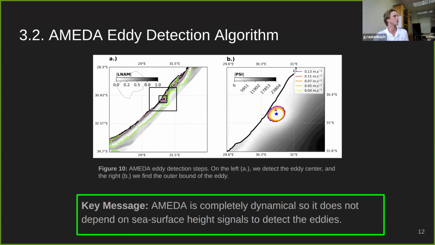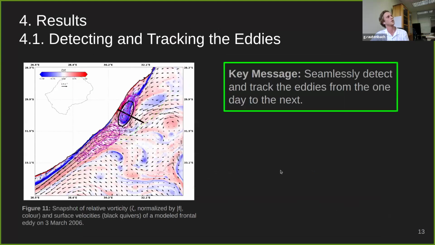I'm not going into the formulations, but if there are any questions, please do not hesitate to ask me at the end. So I've just shown a snapshot of AMIDA detecting and tracking an eddy. I've got an eddy case here. In the color, I've got the relative vorticity, and then the surface current superimposed as black arrows. Essentially here, the black ellipse shows the eddy detected on this day, and the magenta ellipses show the tracks of the eddy in the past and what it's going to do.